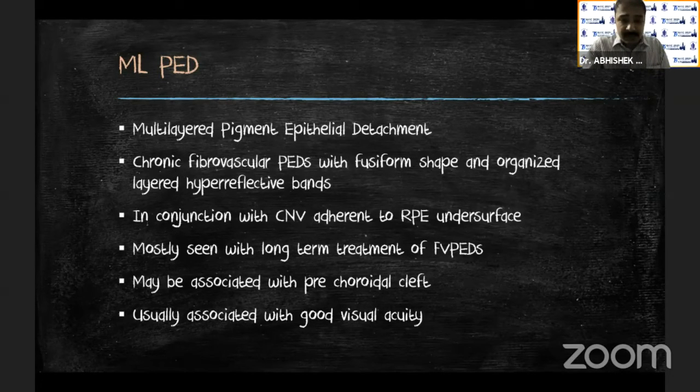So this is always present in conjunction with CNV that is adherent to the RPE undersurface. And it is mostly seen in long-term CNVMs which have an FVPED to begin with and have been on anti-VEGF treatment. So the CNV process is limited to under the RPE, with the retina overlying it being protected. And usually they are associated with good visual acuity. When there is contraction of these fibrous bands, there may be a prechoroidal cleft that is formed. That is a clear area between the choroid and these fibrous layers.